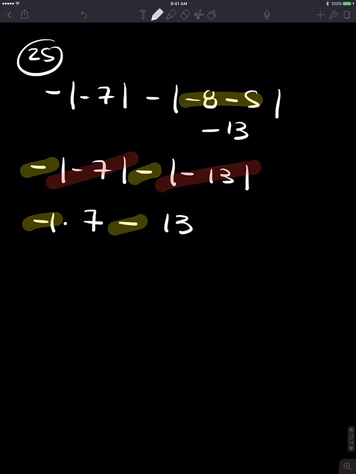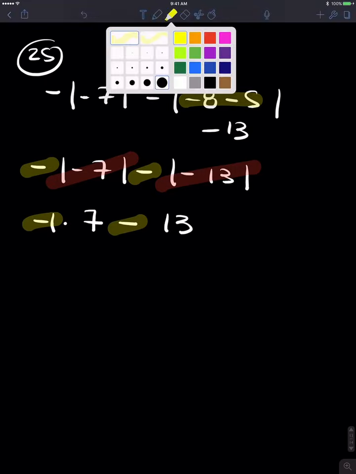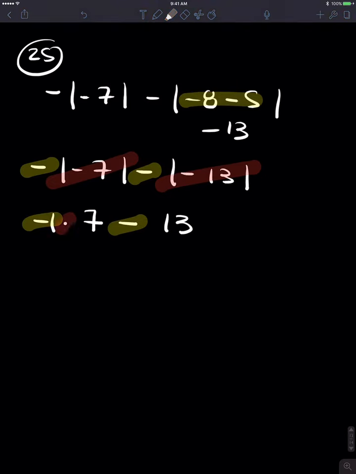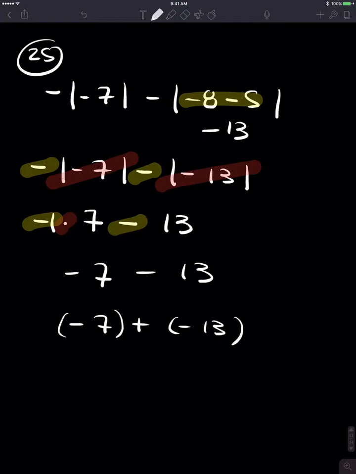Now, order of operations says I have to multiply before I subtract. I perform this operation before I subtract because multiplication outranks subtraction. -1 times +7 is -7. -13, we can think of this as subtraction as addition of a negative. I'm now adding two negative numbers. I'm adding two bills. -7 plus -13 is -20.